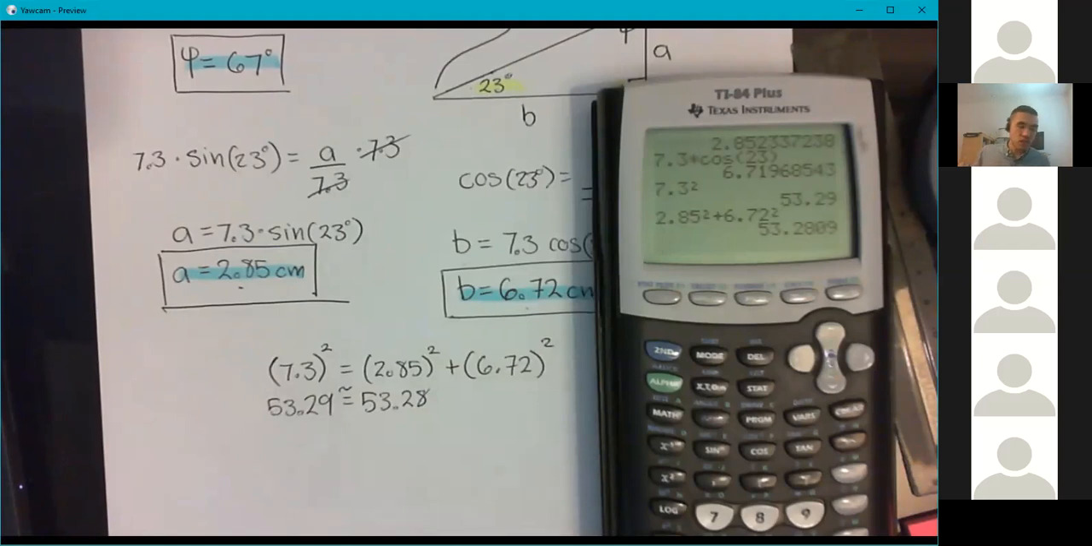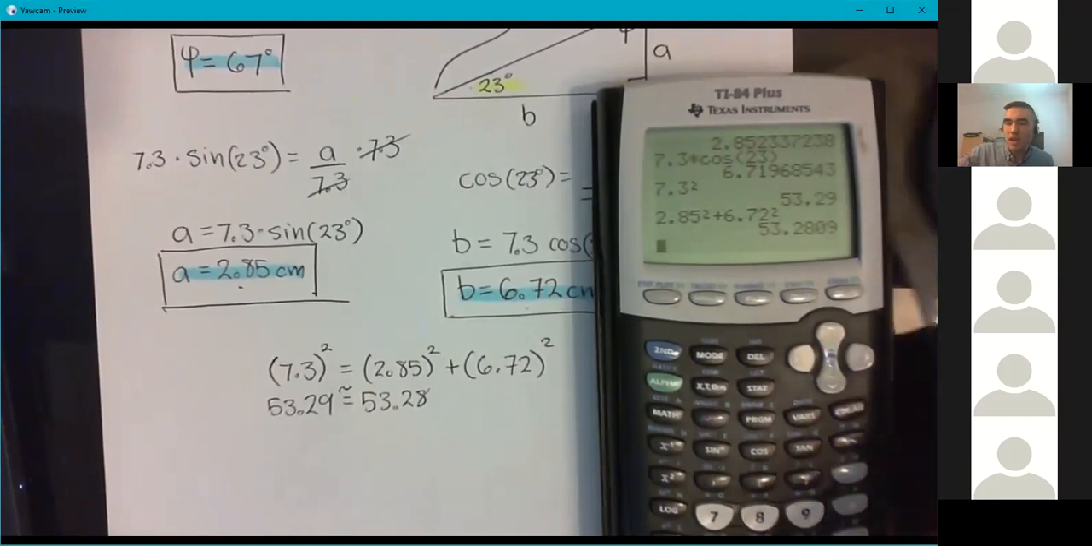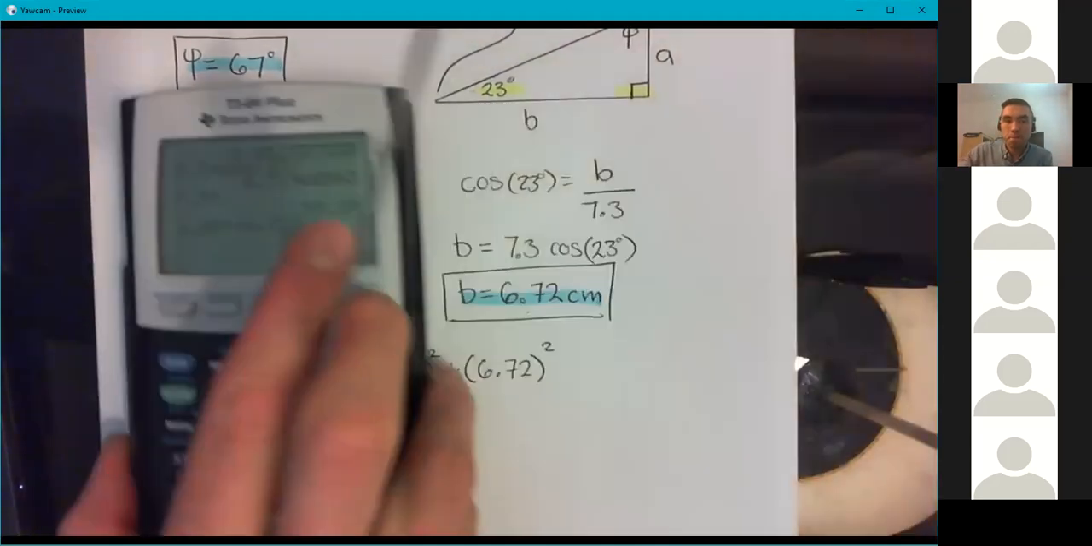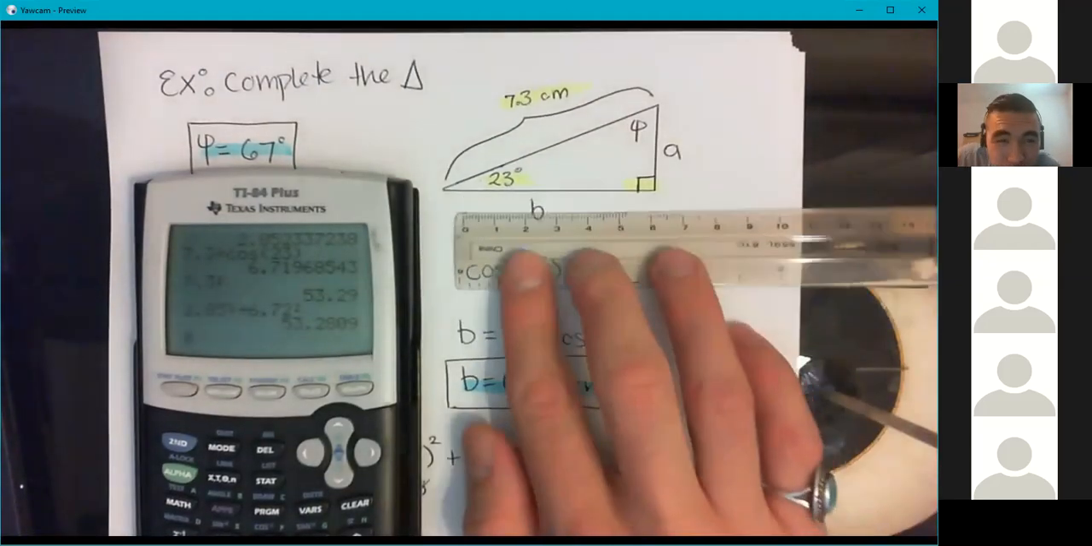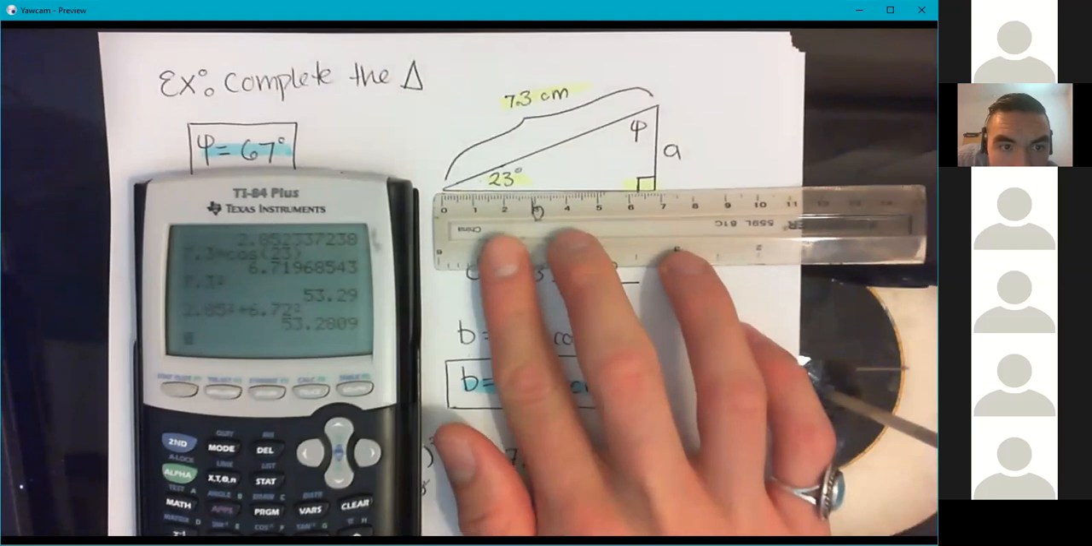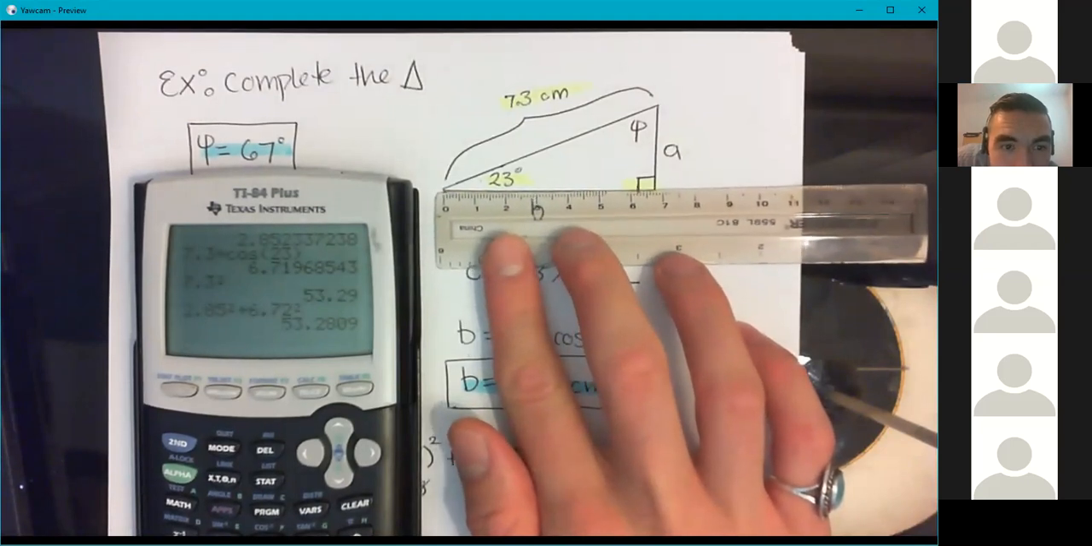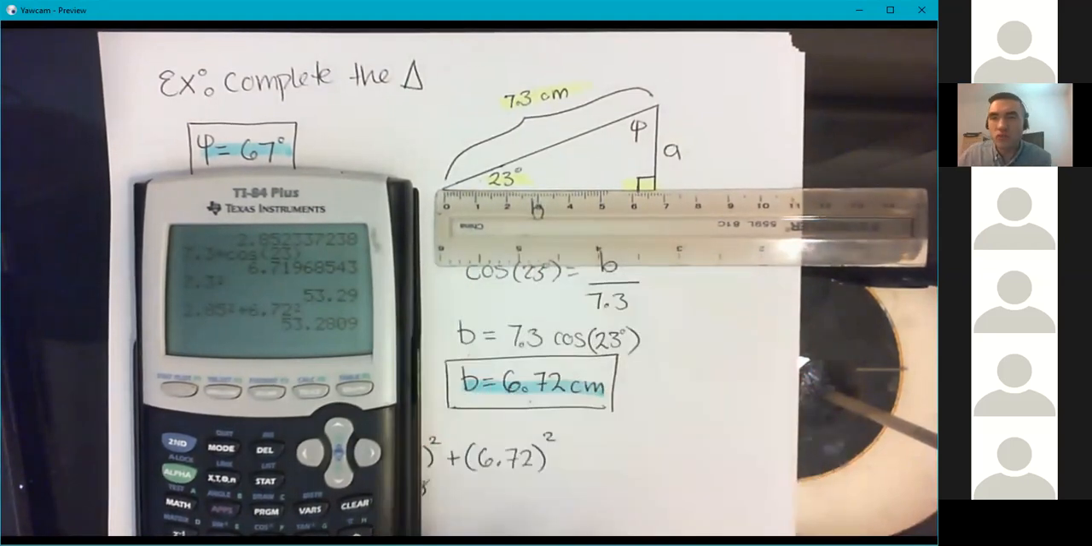And like I said, the big takeaway here is that somehow your calculator knows exactly what you were talking about when you talk about sine and cosine. And those values that you get match these values on my page. Oh, I forgot to measure B, huh? 6.72? Probably exact. 6.7 and just over.